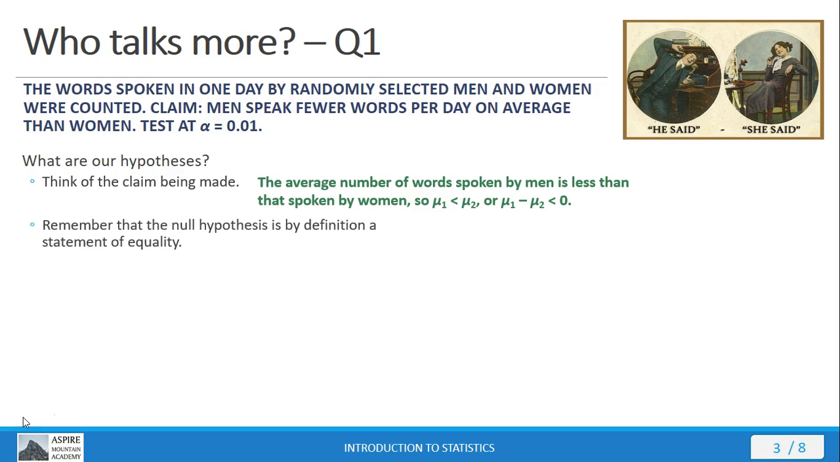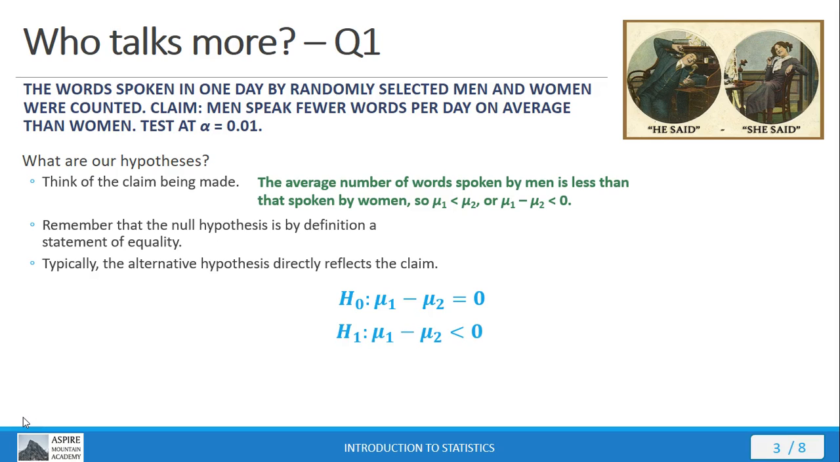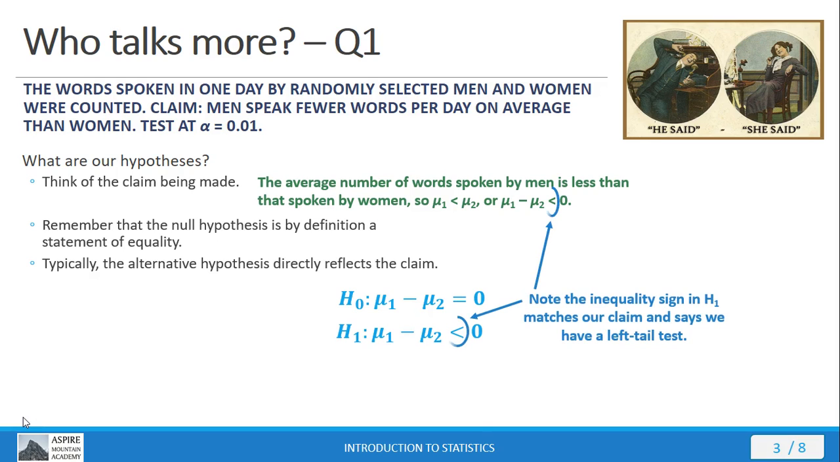Our null hypothesis, as always, is a statement of equality. So we can write that out here. The alternative hypothesis typically reflects the claim. There's no semblance of equality with our claim, so we're just going to adopt that as our alternative hypothesis. And that inequality sign is like an arrow pointing to the left. So that means we have a one-tailed test on the left side of the distribution.